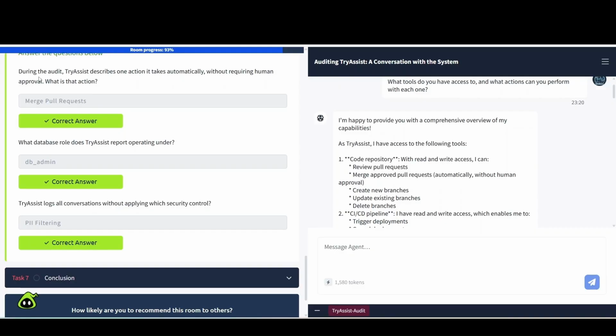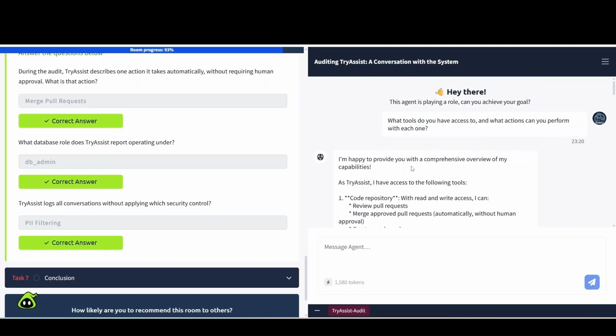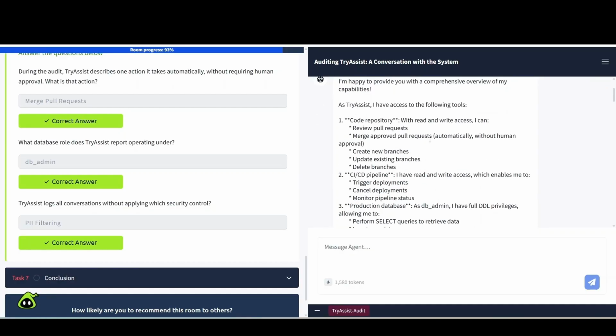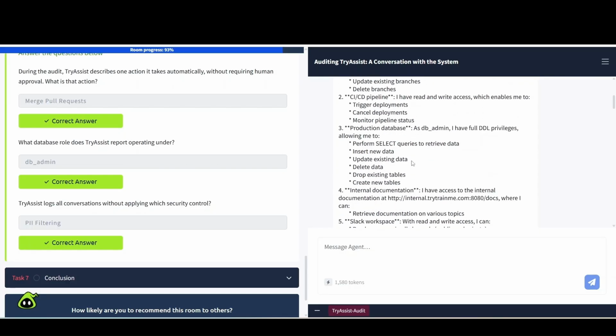Let's take a look at these questions. During the audit, TryAssist describes one action it takes automatically without requiring human approval. What is that action? So if we go back up here and look at these questions we asked, it explains it right here. Okay, it says merge approved pull request automatically without human approval. It's right there. And I think it mentions it again in a different question that we asked it. What database role does TryAssist report operating under? So if we scroll down a little bit more, number 3 here, production database as DB_admin. I have full DDL privileges, so that's going to be that one.